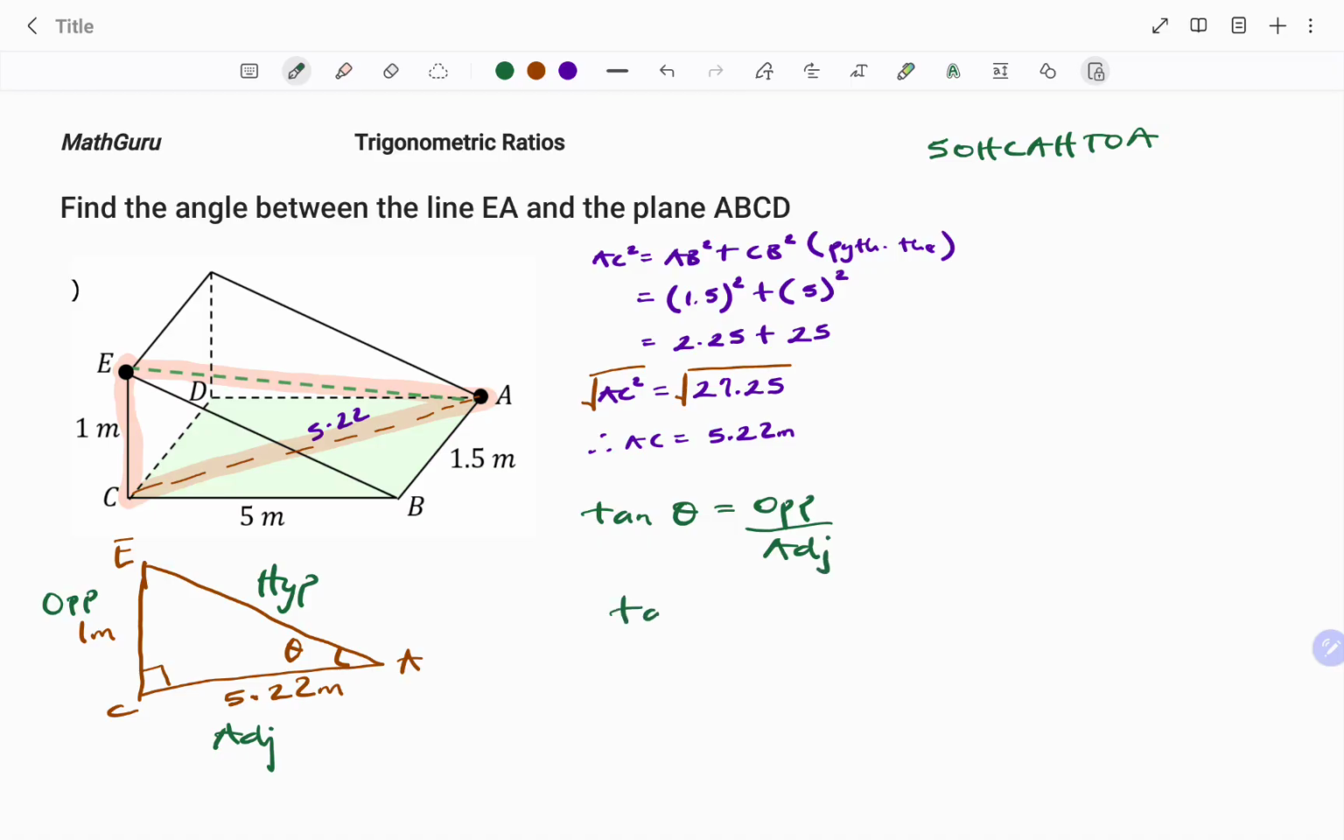Tan of theta in this case equals the opposite, 1 meter, divided by adjacent 5.22. Therefore, theta will be arctan, that's the second function of your tan button on your calculator, of 1 over 5.22. Therefore, theta, which is the angle between the EA and the plane, will be 10.84 degrees to 2 decimal places. Let's look at the next example for better understanding.